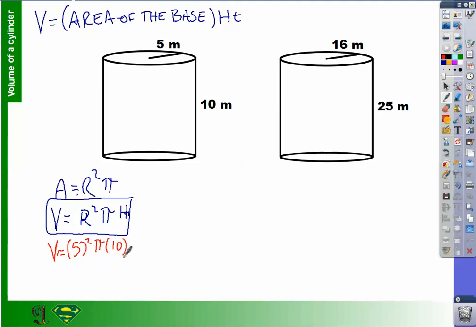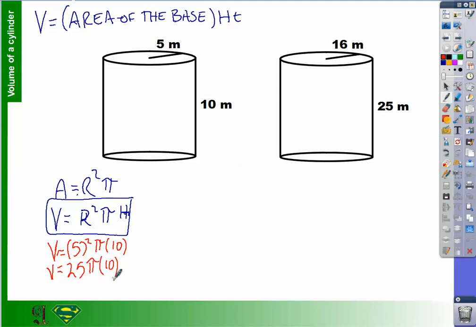So please excuse my dear Aunt Sally tells us that we must first deal with the exponents in this problem, because exponents come before multiplication. So 5 squared, what is 5 squared? 25. So the volume of this cylinder is going to be equal to 25 times pi times 10. Now here's the thing.